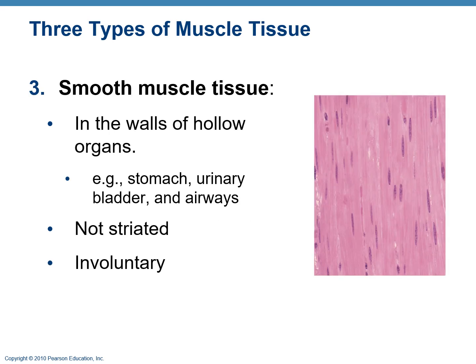And then the third type is smooth muscle tissue. And this is found in the walls of hollow organs such as the stomach, the bladder, and your airways, like your trachea, for example. Unlike cardiac and skeletal, smooth muscle is not striated. That is not to say it doesn't also contain contractile proteins, but the manner in which they're arranged does not give those stripes. And like cardiac muscle, smooth muscle is also involuntary. We do not consciously control its contraction.